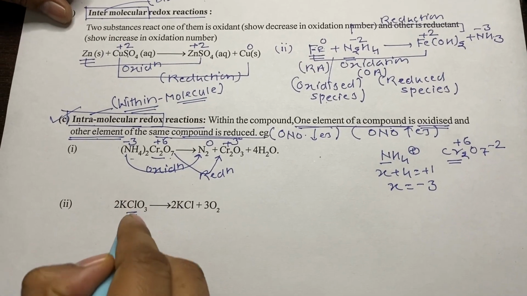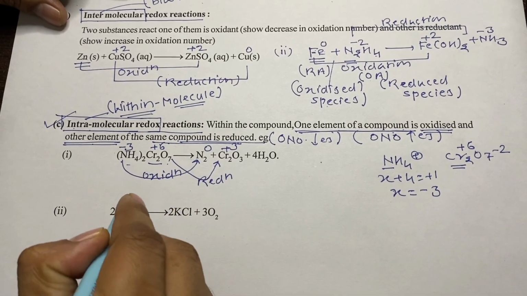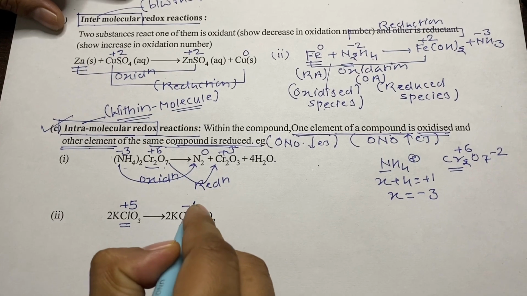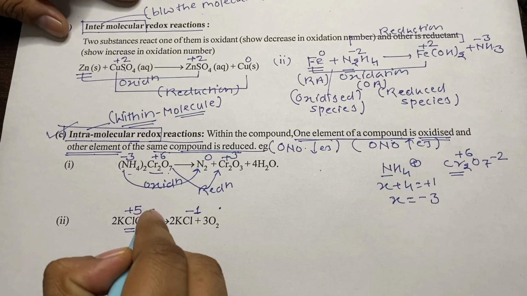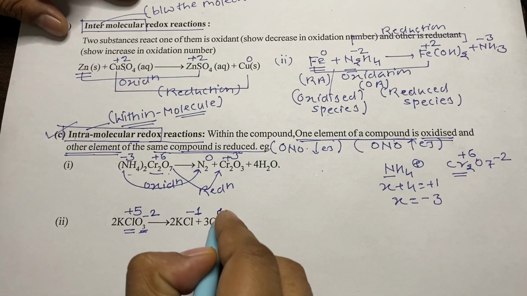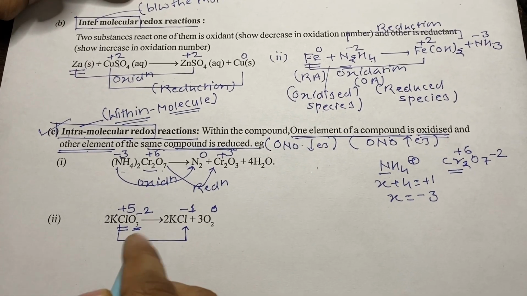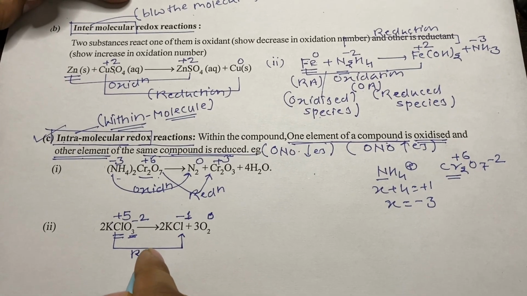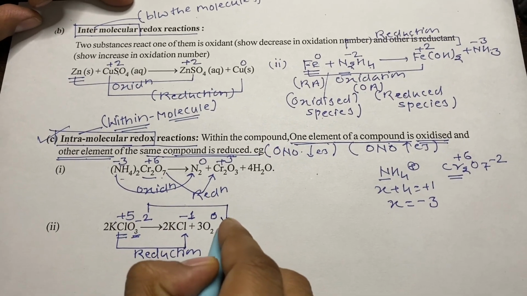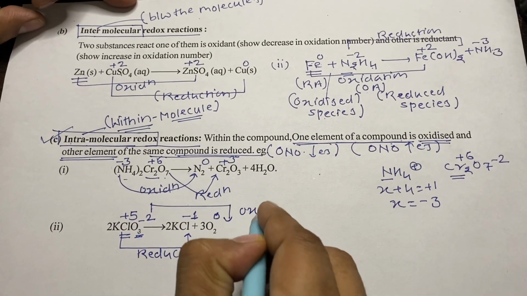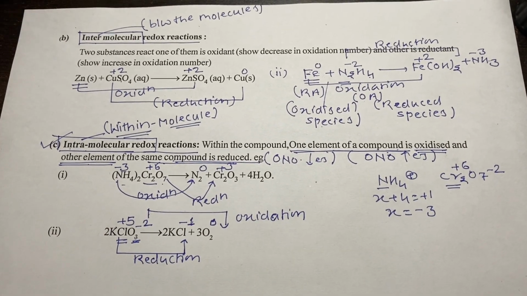Now we can take one more example. This is KClO3, and in KClO3 the oxidation number of chlorine is +5, which is changing into -1, and the oxidation number of oxygen is -2, and here oxygen is 0. So Cl is changing from +5 to -1, so it is reduction, and oxygen is changing from -2 to 0, which is oxidation. So this is known as an intramolecular redox reaction.